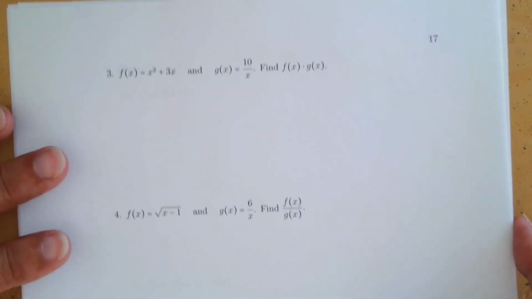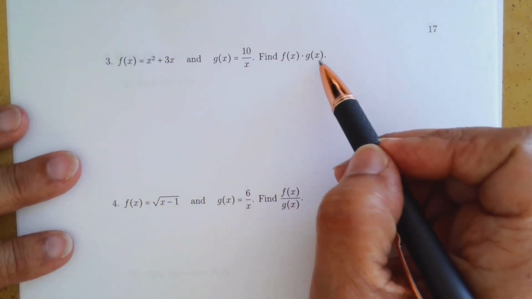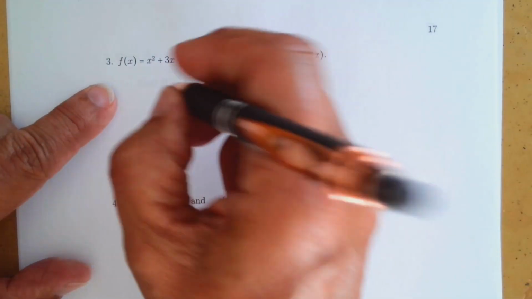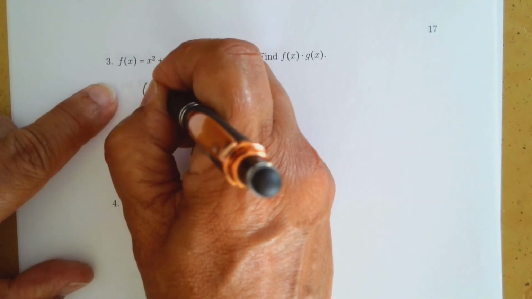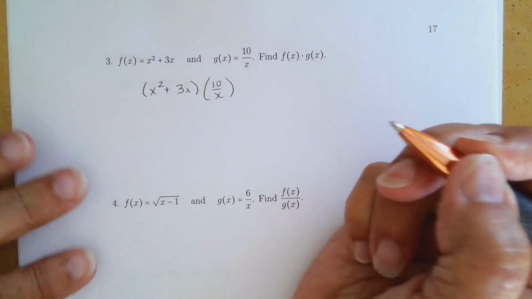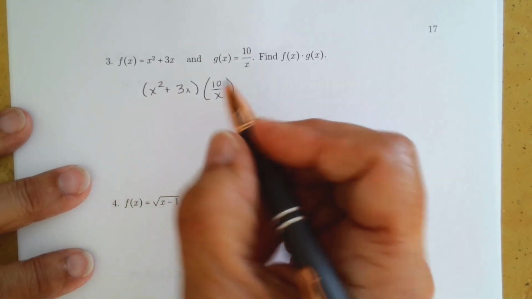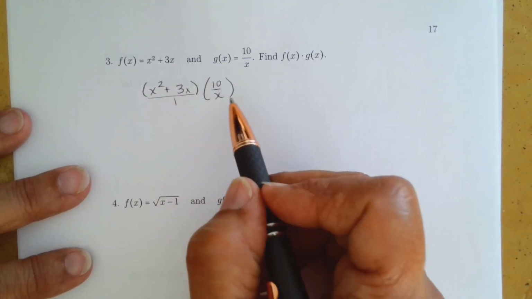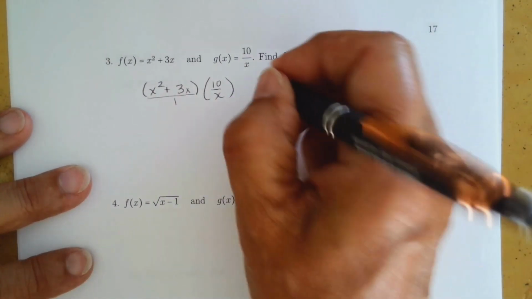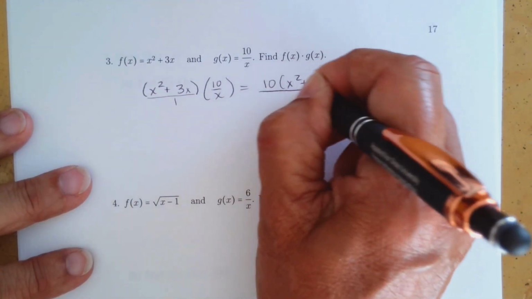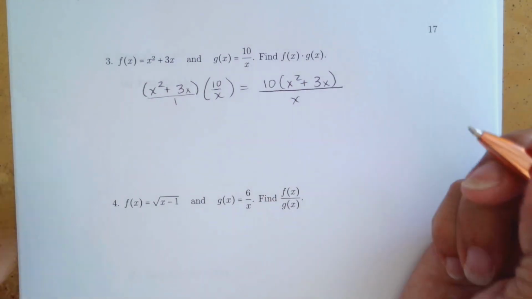Okay, number 3. This one is multiplication. Find f of x times g of x. Here's function f, here's function g. We're supposed to just multiply them together. So function f times function g. All right, so like I said, when you have a fraction, let's make everything a fraction because that's easier to see. And you're going to multiply straight across. So we're going to multiply 10 times x squared plus 3x. And in the bottom, you got 1 times x, which is x.